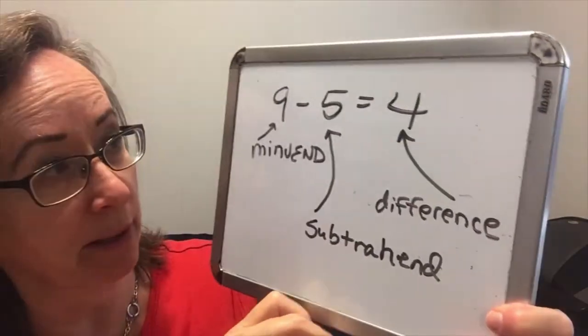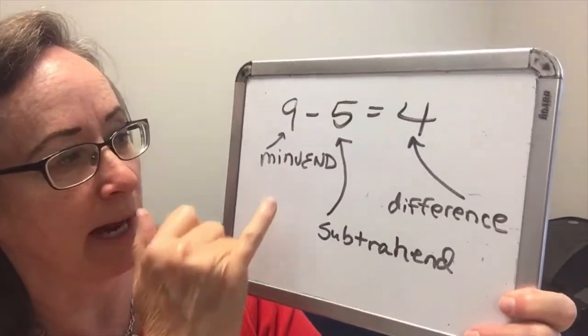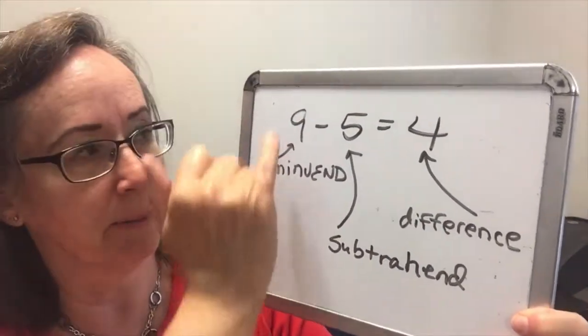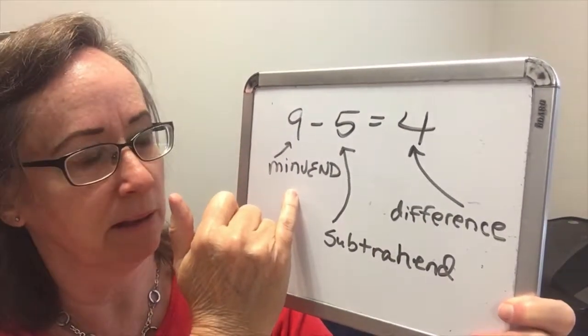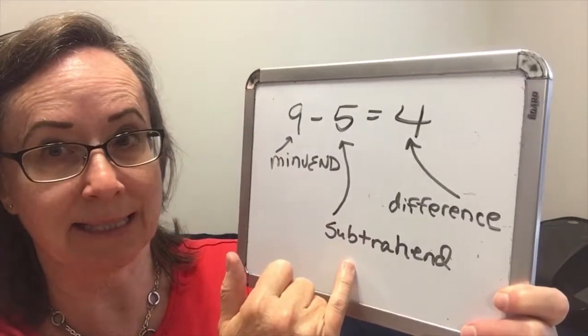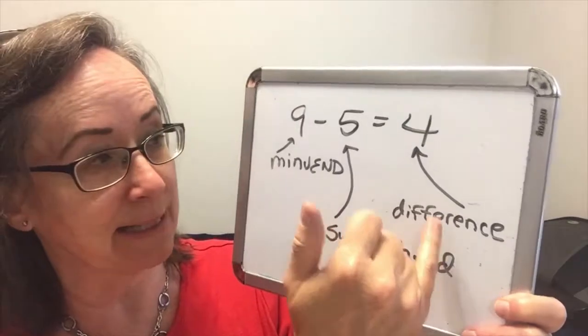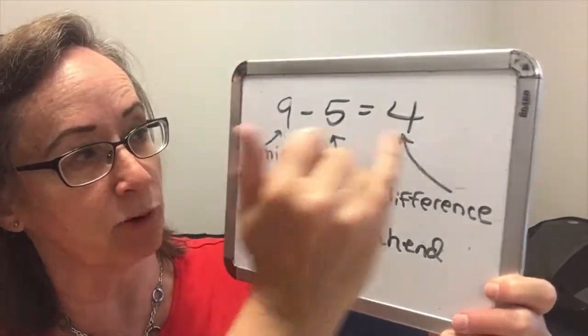Then we have a subtraction problem, and the terms of subtraction: the one that we are subtracting from, the big number, is the minuend. The number being subtracted is the subtrahend, and the answer is the difference. So minuend, subtrahend, difference.